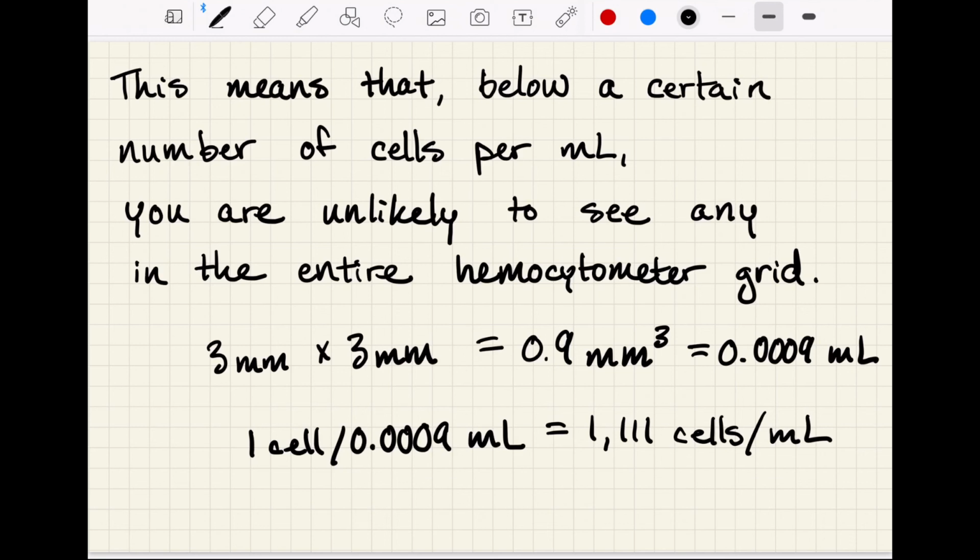This is important to keep in mind because not seeing yeast in the hemocytometer doesn't necessarily mean there aren't any yeast cells in the wine. However, using a hemocytometer is a quick and inexpensive first step in helping to monitor yeast populations.